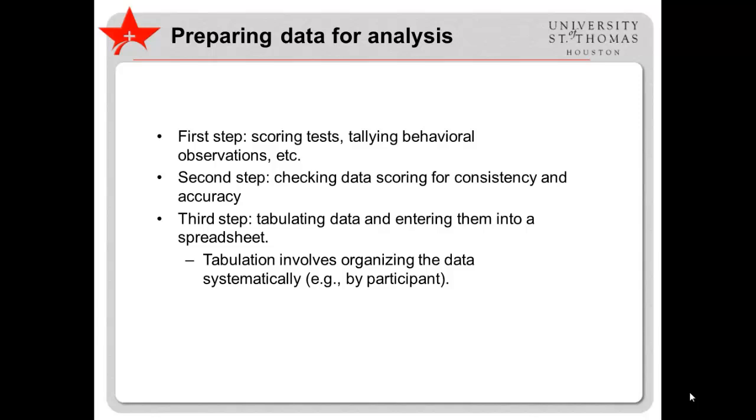Next, you should check your scoring for consistency and accuracy. If you have a very large data set, it is acceptable to double-check just 10 to 25% of the data set, but you should always eyeball the entire data set to make sure that there are no unusual values. For example, if the maximum score on a test is 100, you should not see any values above 100 for this variable.